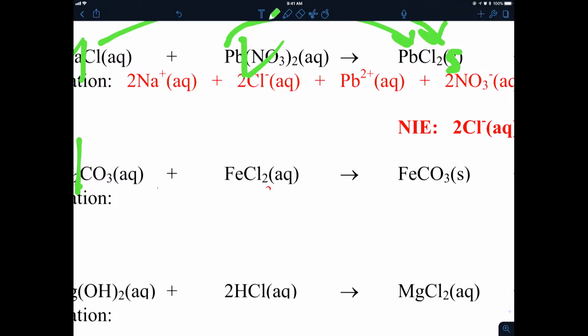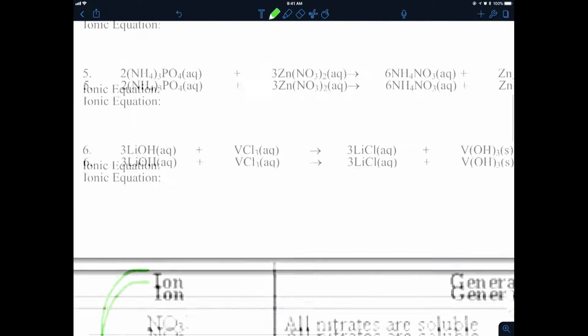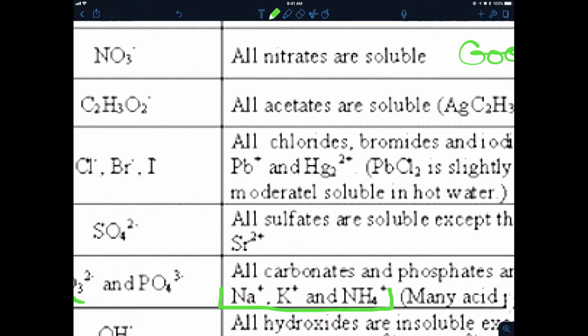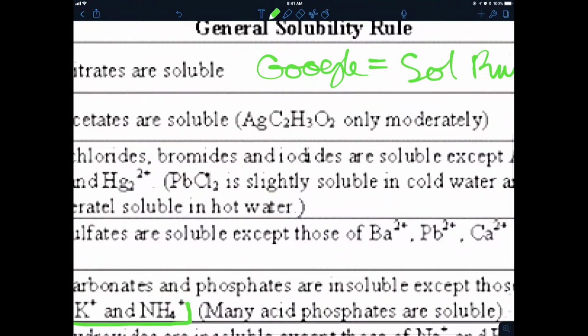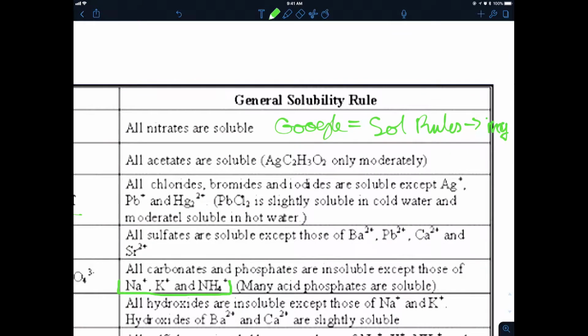All right, what do we have here? All chlorides, bromides, and iodides break apart. Let's go ahead and go back down there and check on that one. All chlorides, bromides, and iodides break apart except for those of Ag+, Pb+, and Hg+2. So that is silver, lead, and mercury.